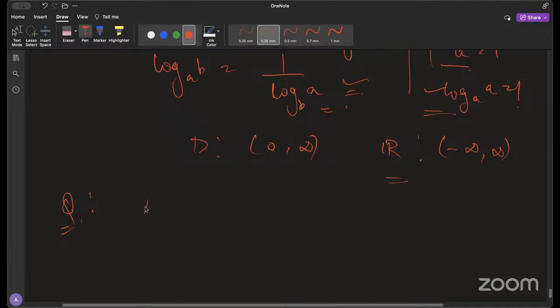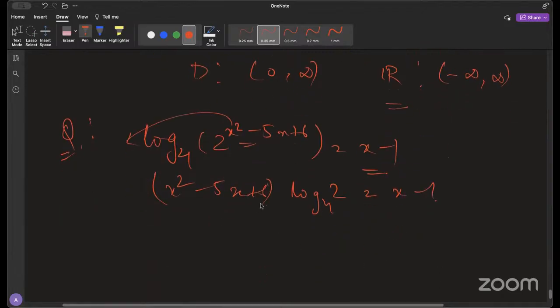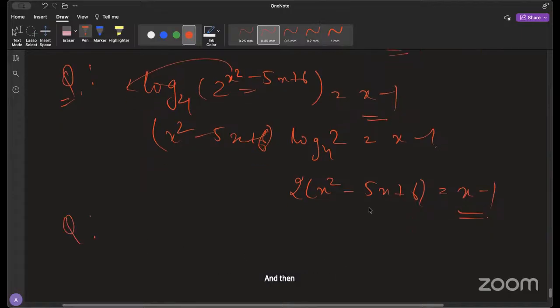So let's just say you have this thing, log base 4 of 2x squared minus 5x plus 6, and you need to solve for x. What you can do is bring it down, and then this is nothing but 2. Then you can solve this equation. This is a quadratic equation, and you can solve this. This is one type. You can solve the quadratic equations, it's fine, right?